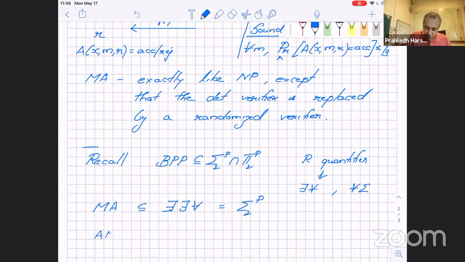And AM, you can do the same thing. This will be there exists, so the ideal thing to do will be for all exists. So this will be contained in pi 2p. Okay.